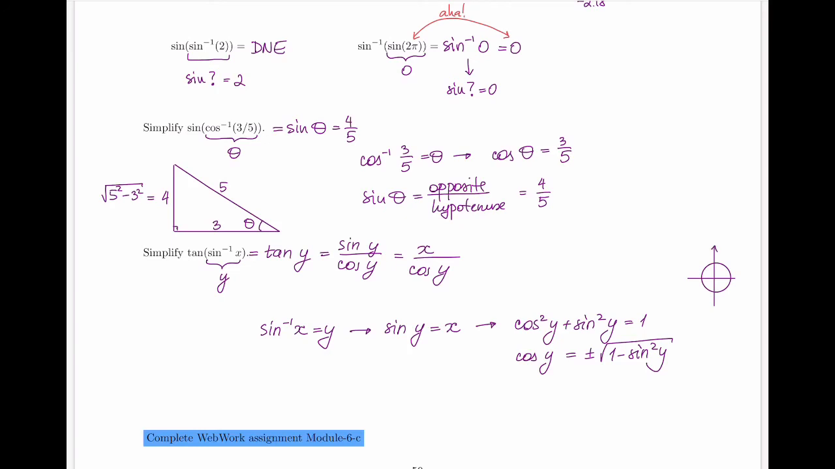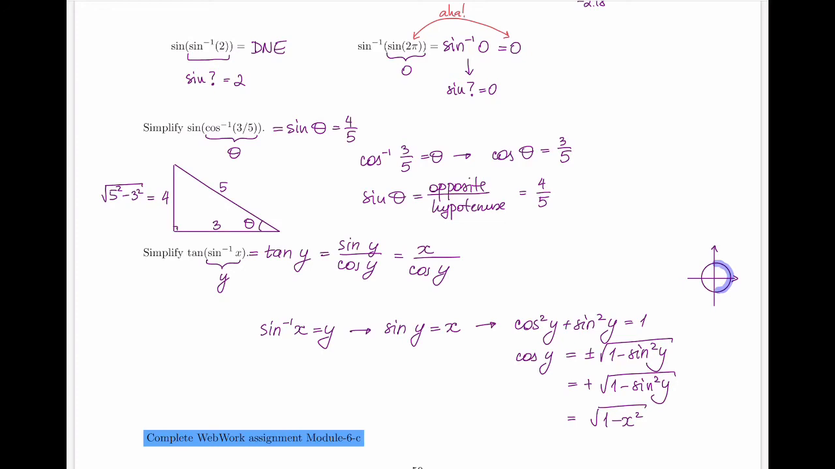So I am looking in between these two quadrants, and in both of these quadrants the cosine value is positive because the cosine value is the x value of the points on the circle, and all of these points have a positive x coordinate, which means that cosine is going to be positive on both of those quadrants. So it's the positive square root that I'm after, and I can of course replace my sine of y with the x that it's equal to. So here I have the square root of 1 minus x squared, and this is the value for my cosine.